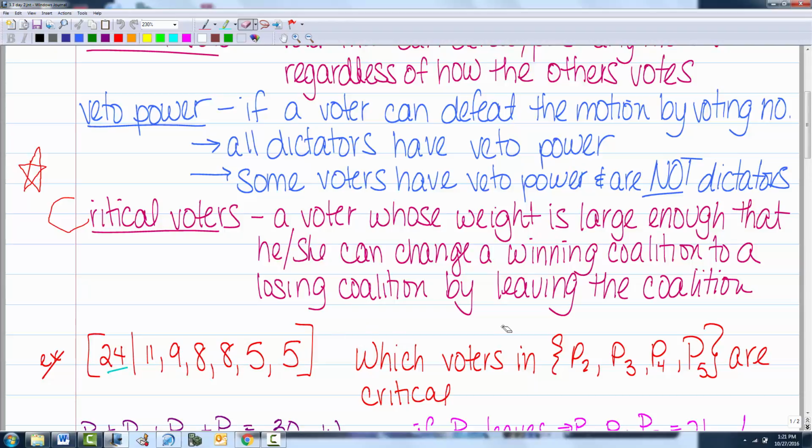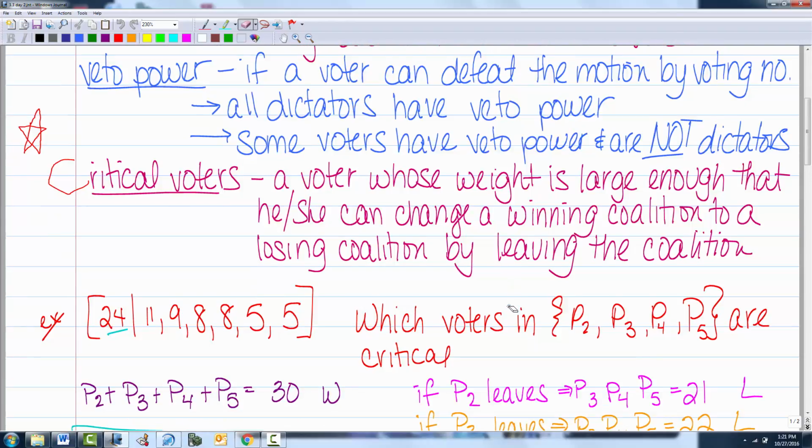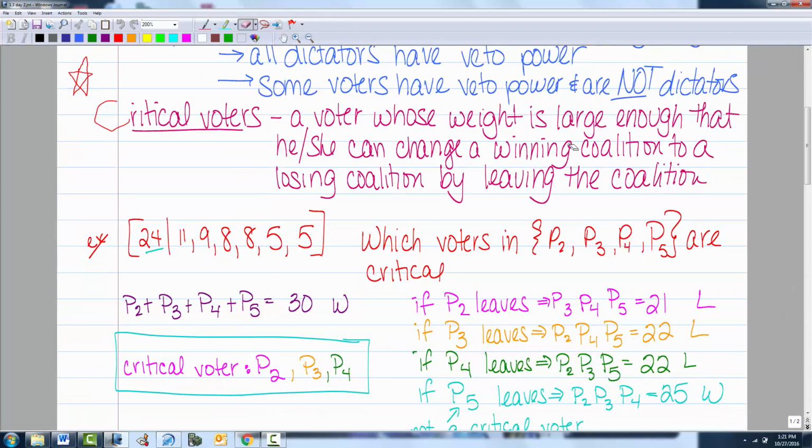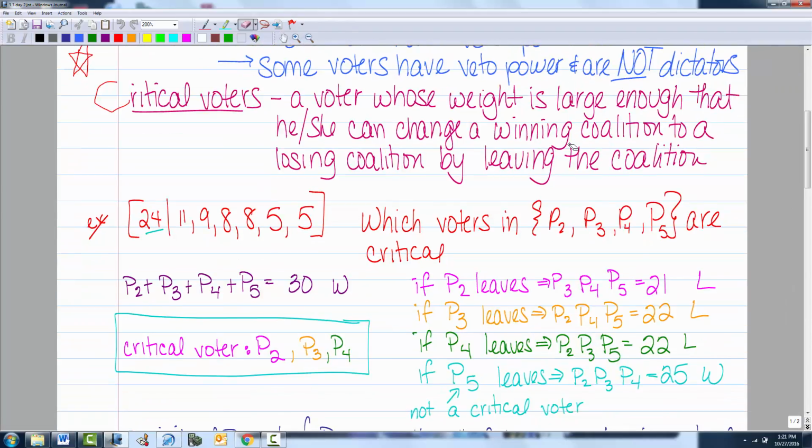Okay? So anyway, that's just a question I like to ask, thrown out with section 3.1 kind of stuff. Now here's the example. This is just a silly question off of this voting system here. Which voters in P2, 3, 4, 5 are critical? So this is just one coalition pulled out. These guys are a coalition. They decide to go together. Now, according to the definition of critical voter, which one of these are critical?